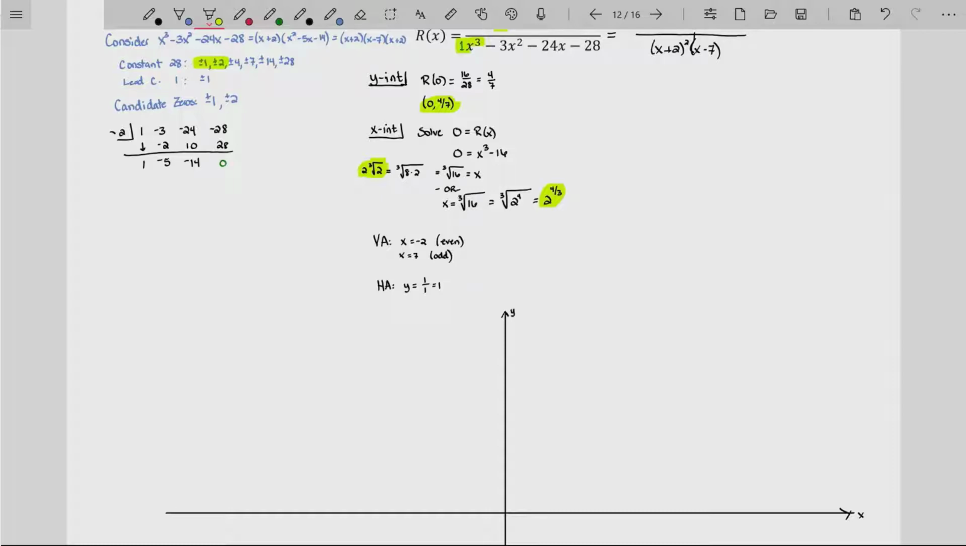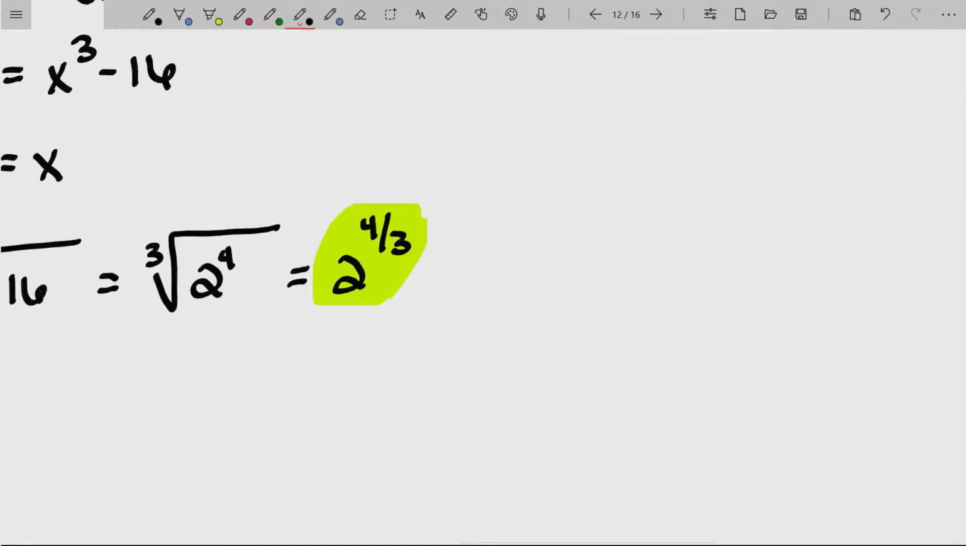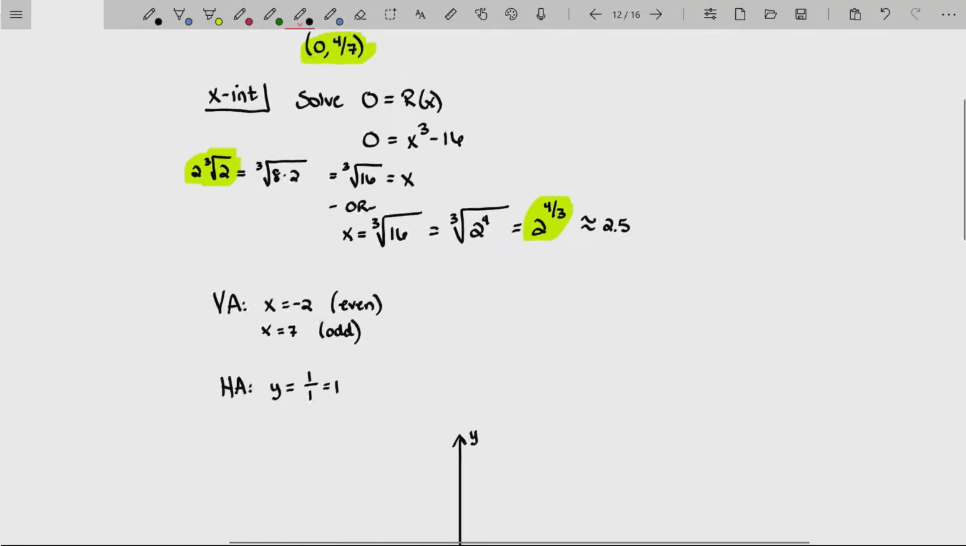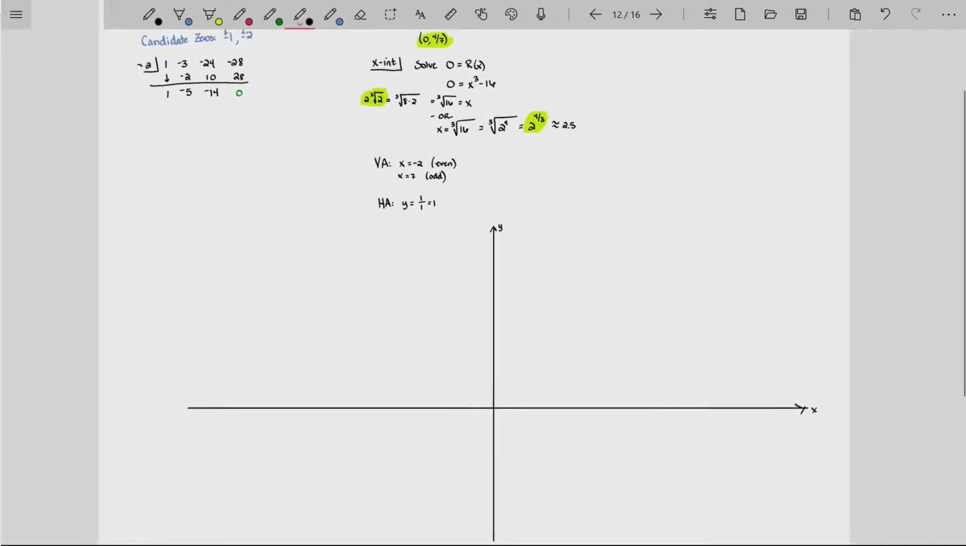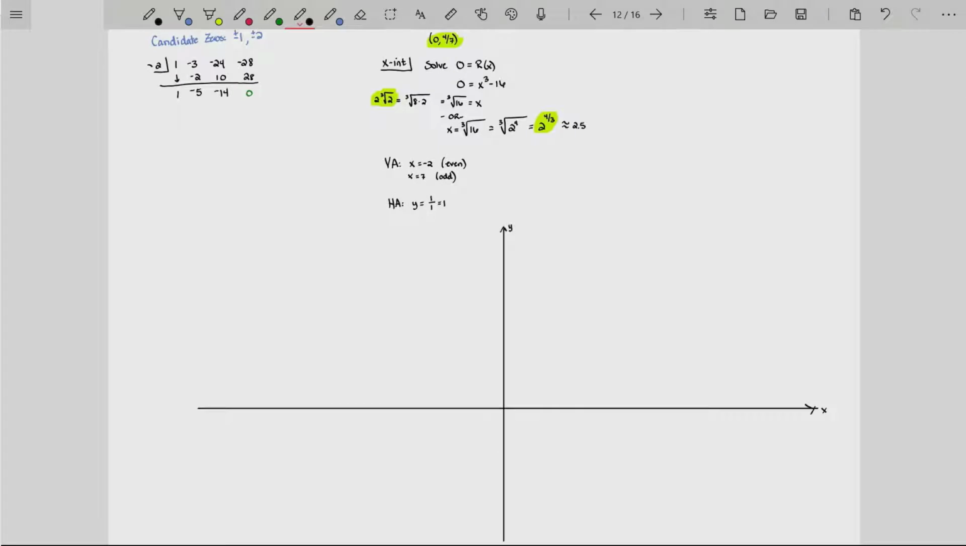So I know my X values on my X-axis have to include that number. And in fact, I'll go ahead and grab a calculator right now and I'll just figure out what 2 to the 4/3 is. That's 2.5 roughly. And I'm going to write that in there just so I have that note to myself, roughly 2.5. I'm not going to write 2.5 on my graph. I just need that to help me know where that X-intercept is.